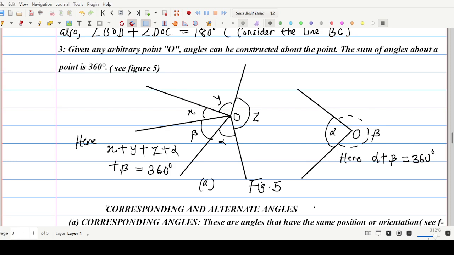So this is a particular case, all right? And also this is also a particular case. In this case, we have only two angles about the point O. So it's a true thing that the sum of the angles about the point O is also 360 degrees.